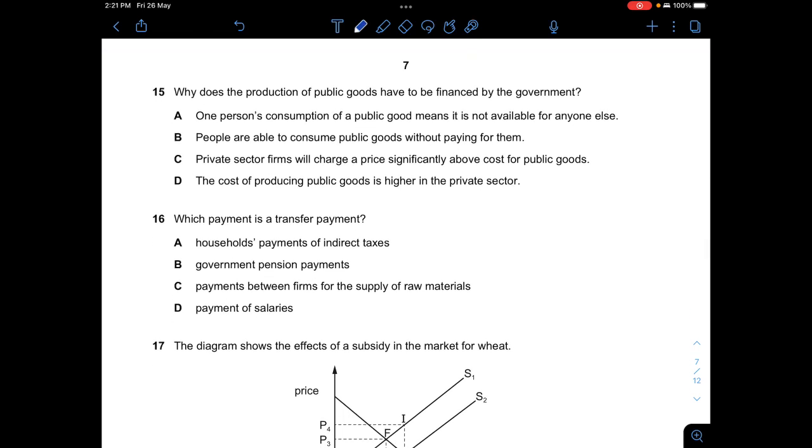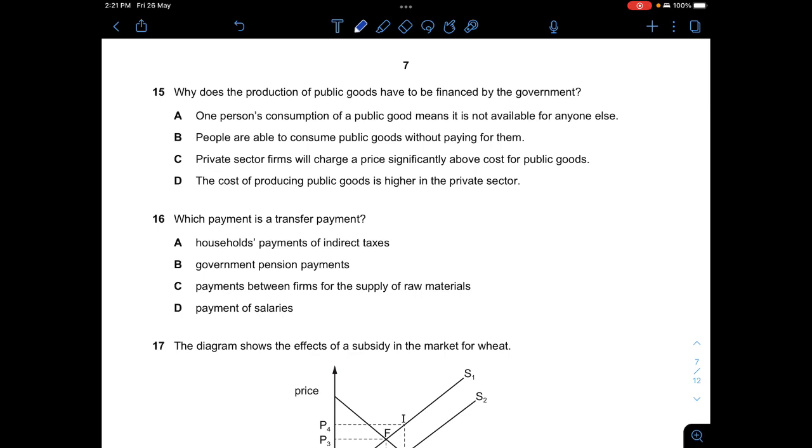Question 15, why does the production of public goods have to be financed by the government? Like I said, if it's a market economy, then there'll be a missing market, because no private firms will want to produce public goods because they are not sure of making a profit. So let's see which one would be the best option.